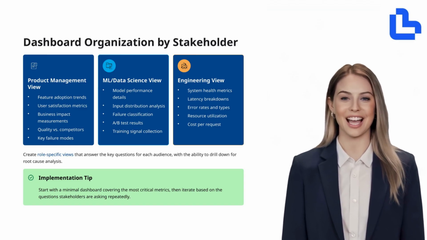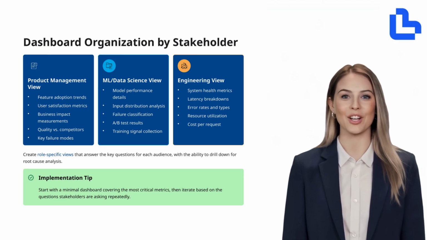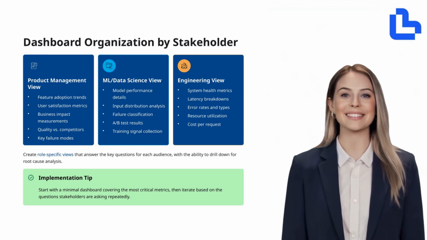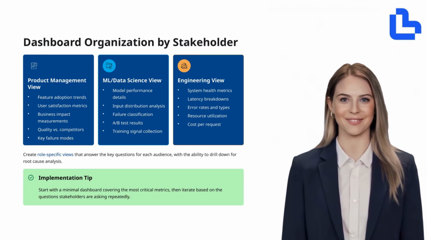A well-organized dashboard strategy ensures that everyone, from product managers to engineers, can access the insights they need to make informed decisions. Start with the product management view. This dashboard should highlight feature adoption trends, user satisfaction metrics like CSAT and NPS, and business impact indicators such as conversion lift or retention changes. It should also surface key failure modes to help prioritize improvements and roadmap decisions.